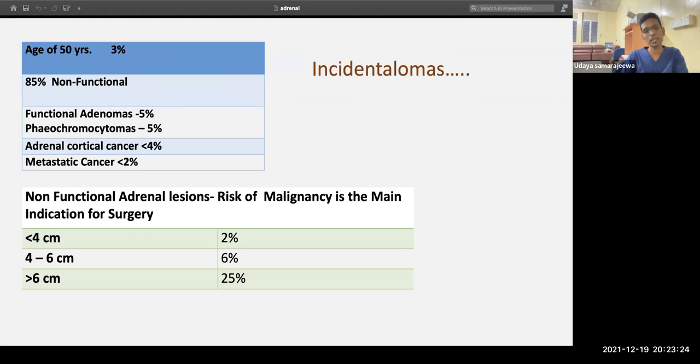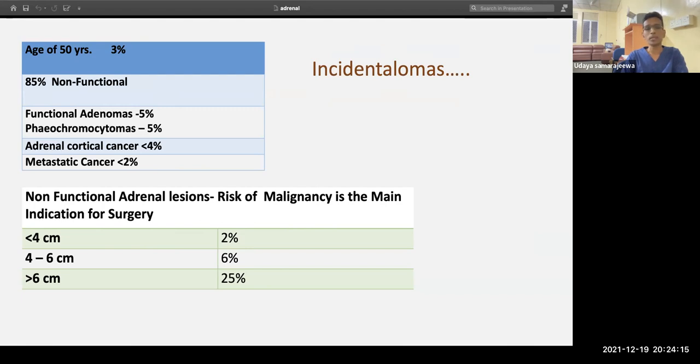Now, if you take people at the age of 50 years, there's a 3% chance of detecting an incidentaloma in radiological investigations. We are talking about ultrasound and CT. Out of these incidentalomas, 85% are non-functional. So the remaining 15% are functional. If you subcategorize them, 5% will be pheochromocytomas, and another 5% will be functioning adenomas of the adrenal. And 4% could actually be adrenal cortical cancer in a very early stage, and 2% can be metastatic adrenal lesions from somewhere else.